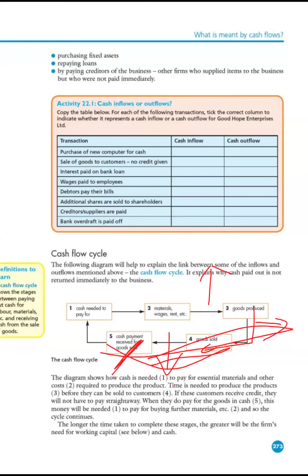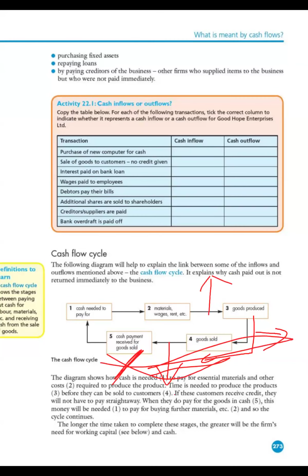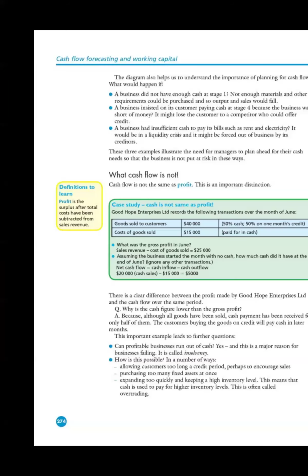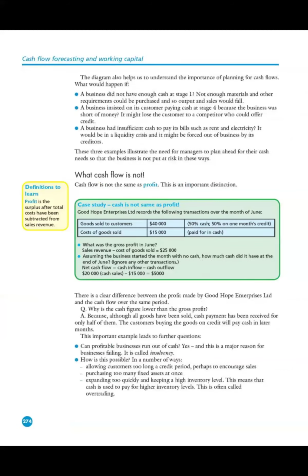So you have the time that passes in between. Having said all this, you see that the previous diagram helps us to understand the importance of planning for cash flows. We ask ourselves questions such as, what would happen if the business did not have enough cash at stage number 1, that is, enough cash to pay for expenses? They would not have enough materials and other requirements that could be purchased, and so output and sales would fall.